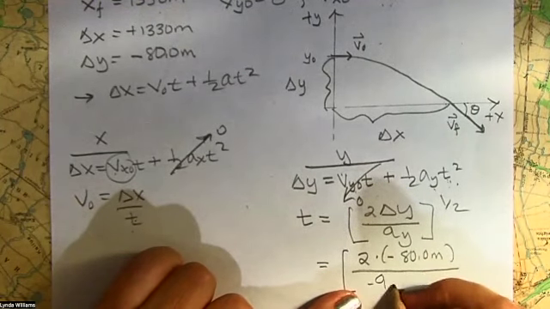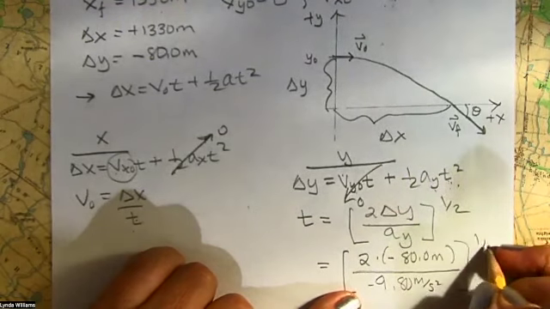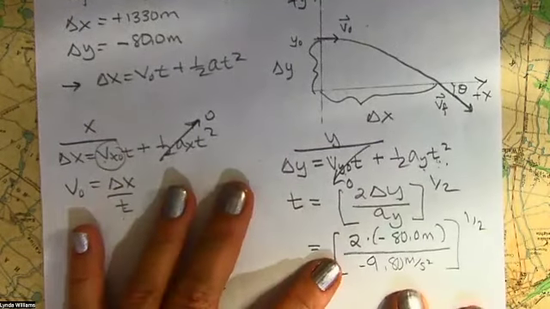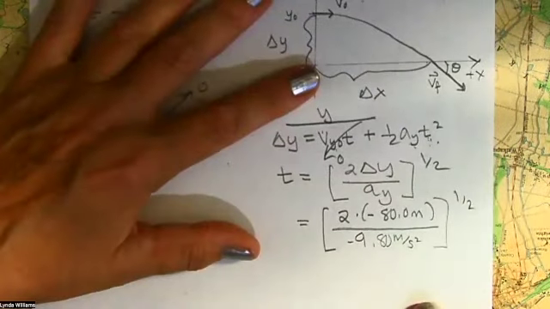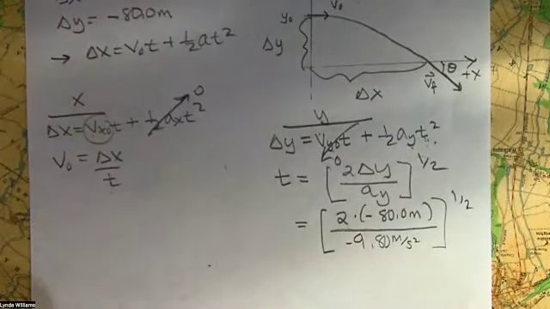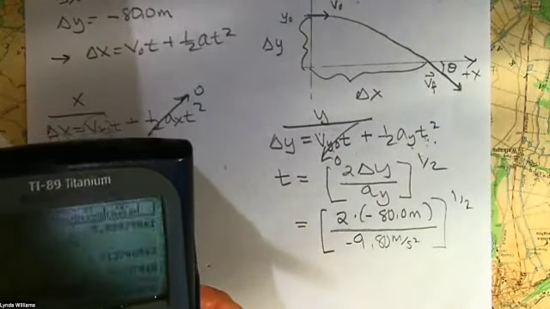And then minus 9.8 meters per second squared. Always include the units because we're going to do unit analysis to make sure that we're doing it right. It's our only check. So I'm going to just do the calculation. I need to pause, but you can pause if you want.